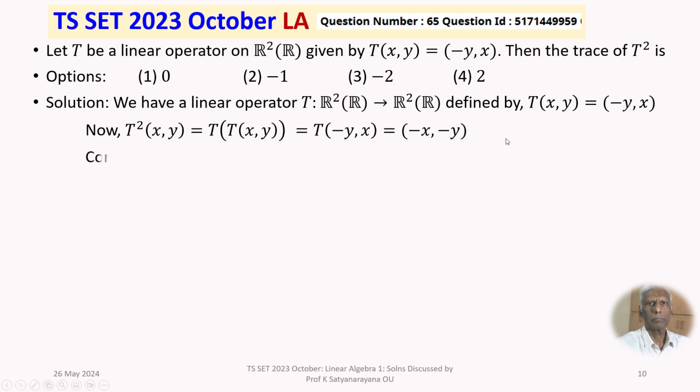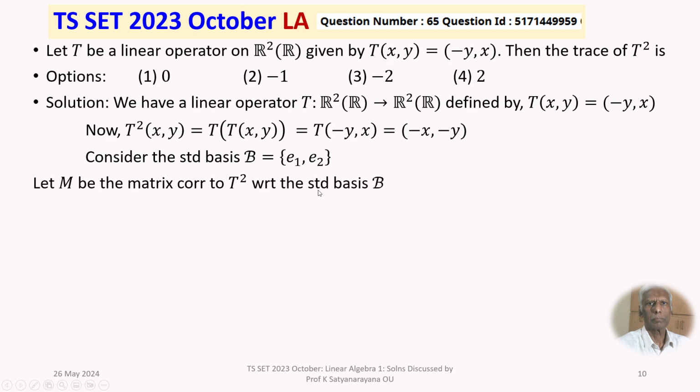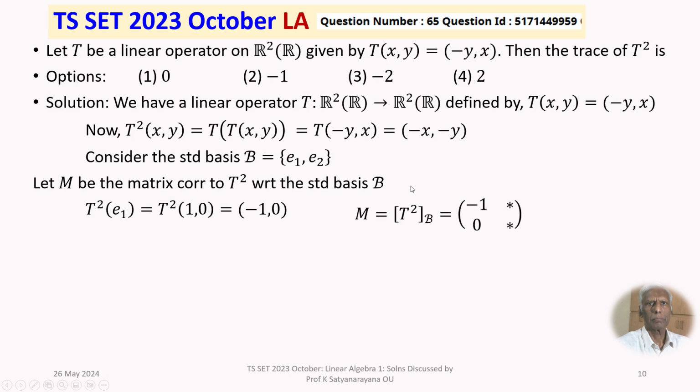Right. Now let's write down the matrix corresponding to T squared. Consider the standard basis B equal to E1, E2, where E1 is (1, 0) and E2 is (0, 1). Let capital M be the matrix corresponding to T squared with respect to the standard basis B. Now let's see its effect. T squared of E1 is T squared of (1, 0), which is (-1, -0), so (-1, 0). So let us write down the matrix M of T squared with respect to the basis B: (-1, 0) is to be written as the first column in the matrix.